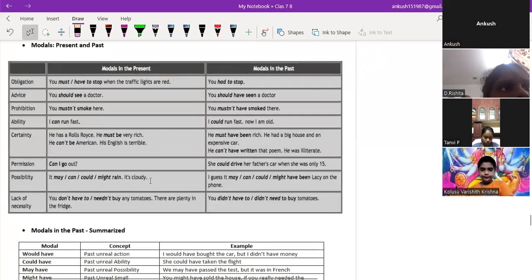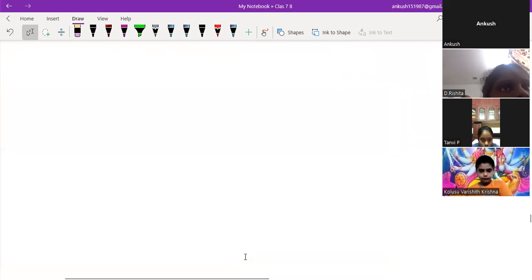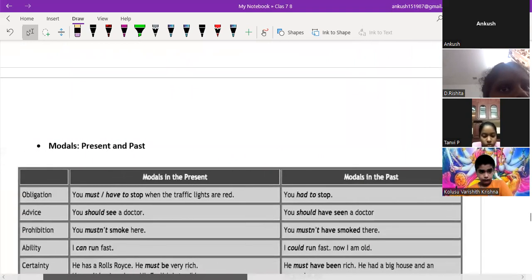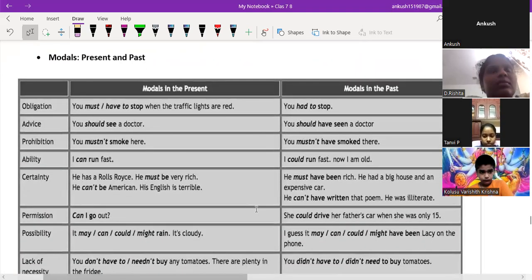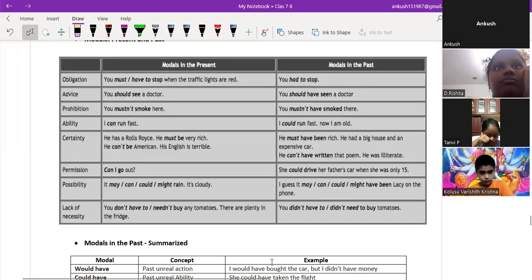I would like you all to observe this one. What is this? This is a chart where you have to observe it. Is it visible to you all? Yes, sir. Yes, sir, it's visible. So please observe it. What is given there? Modals in the present, modals in the past. Please observe.